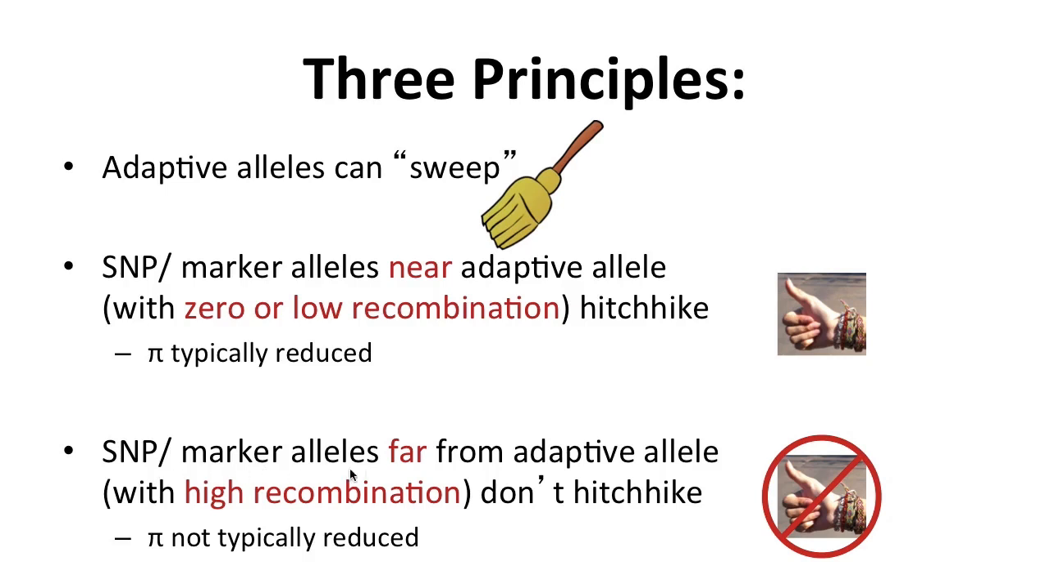In contrast, SNPs or marker alleles that are far from an adaptive allele, so in other words, that there's a lot of recombination between them and the adaptive allele, they do not hitchhike and pi is not typically reduced. You do not see the evidence of a sweep in those cases.